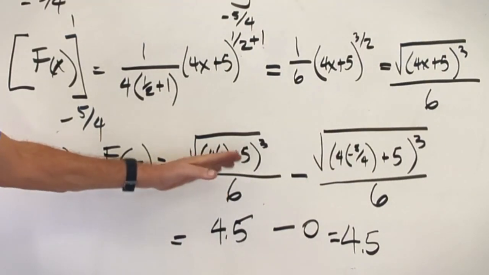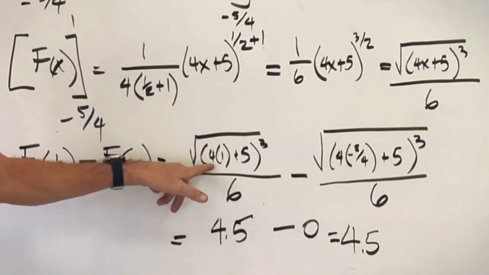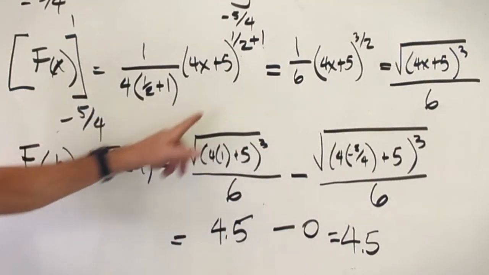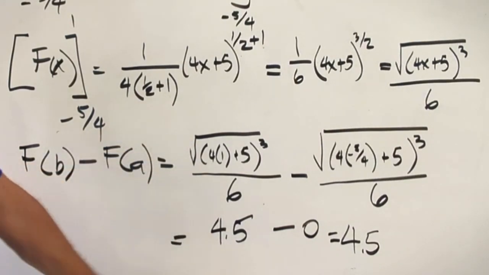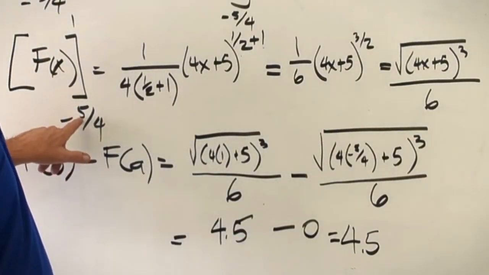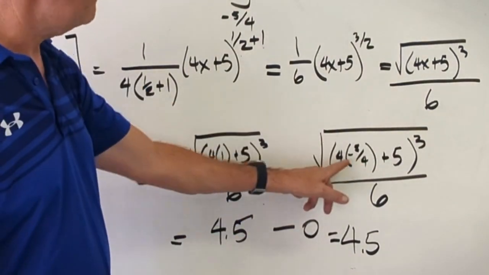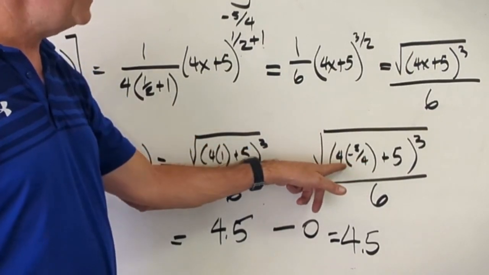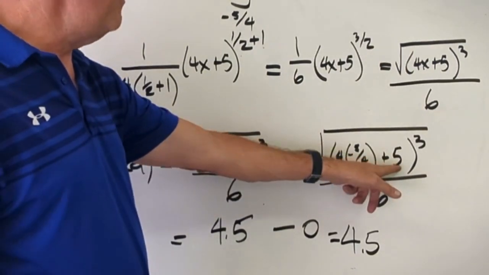So there's my plug-in step. Let's stick with that one. So now I'm just going to evaluate that on down. This becomes 9 cubed. Take the square root of that and then divide through by 6. That ends up being 4.5, so a pretty clean number. Now this one's kind of interesting because if I put 5/4 in here, minus 5/4 times 4, this is negative 5. Plus 5 is 0.